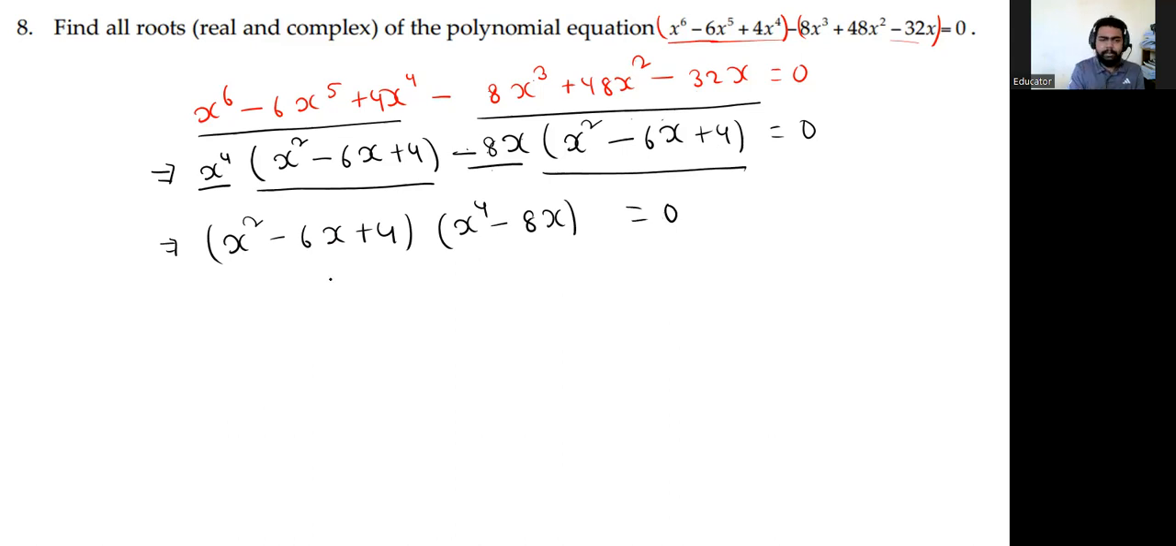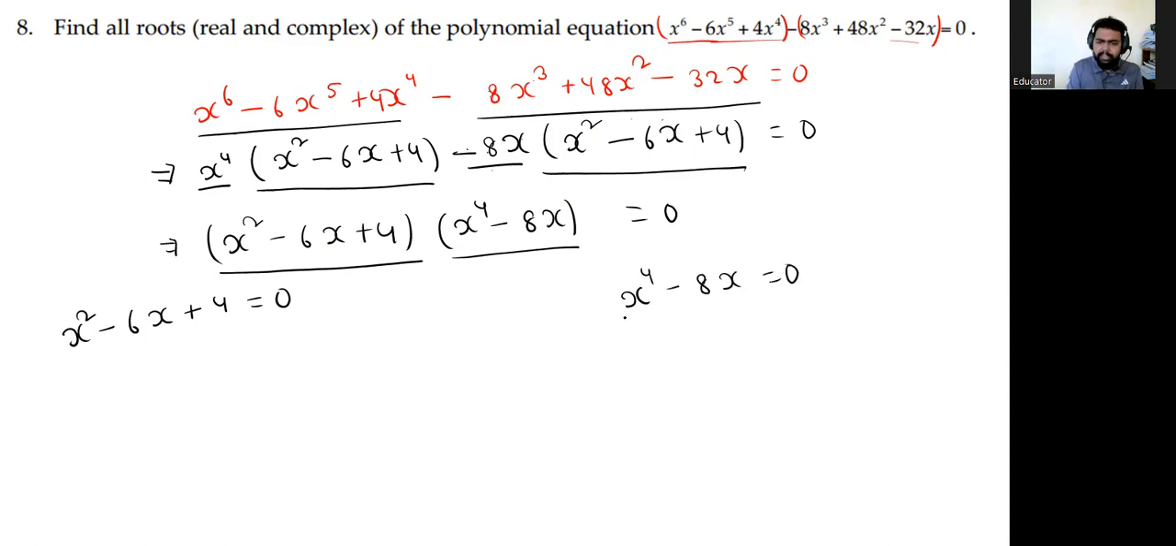Now, what would be the second step? You already know we have factorized. So either this part would be equal to 0 or this part would be equal to 0. Let us solve for that. So either x^2 minus 6x plus 4 would be equal to 0, or the second possibility would be x^4 minus 8x equal to 0. Let us factorize this because it looks very easy to solve. You could take x as common and write x times x^3 minus 8, is equal to 0.